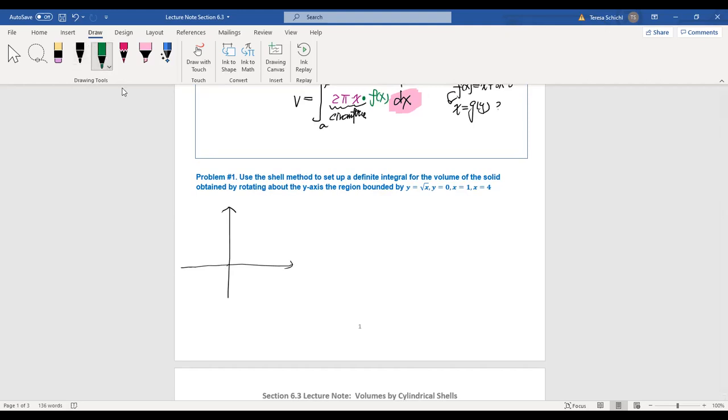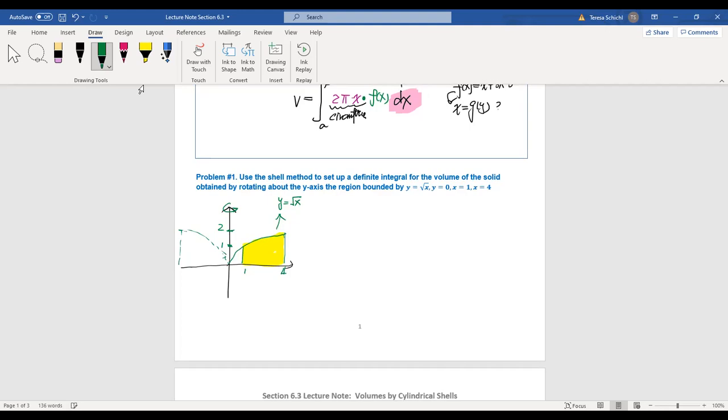Okay, let me use a different color. This is the y function, y equal to the square root of x. And y equal to 0 is the x-axis. When x equals 1, y equals 1, and when x equals 4, y equals 2. I'm rotating around the y-axis. Like always, we are trying to find the volume generated by these regions, rotating along the y-axis.